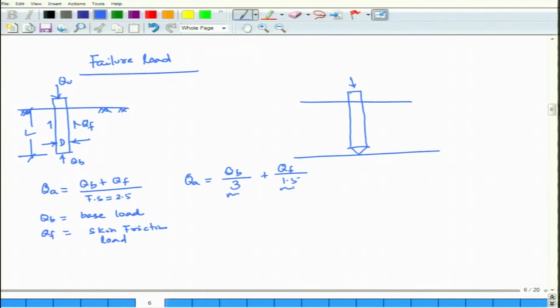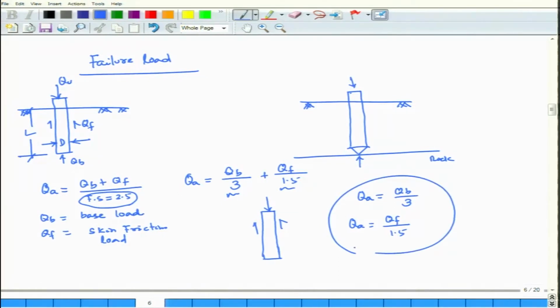If you are taking both friction as well as end bearing pile, then the total factor of safety will be 2.5. Now, if there is a rock layer, what will happen? Load will be transferred by means of end bearing, so QA will be QB by a factor of safety of 3. In the other case, where load is transferred by means of frictional resistance, QA is equal to frictional resistance by 1.5. That is your allowable load.